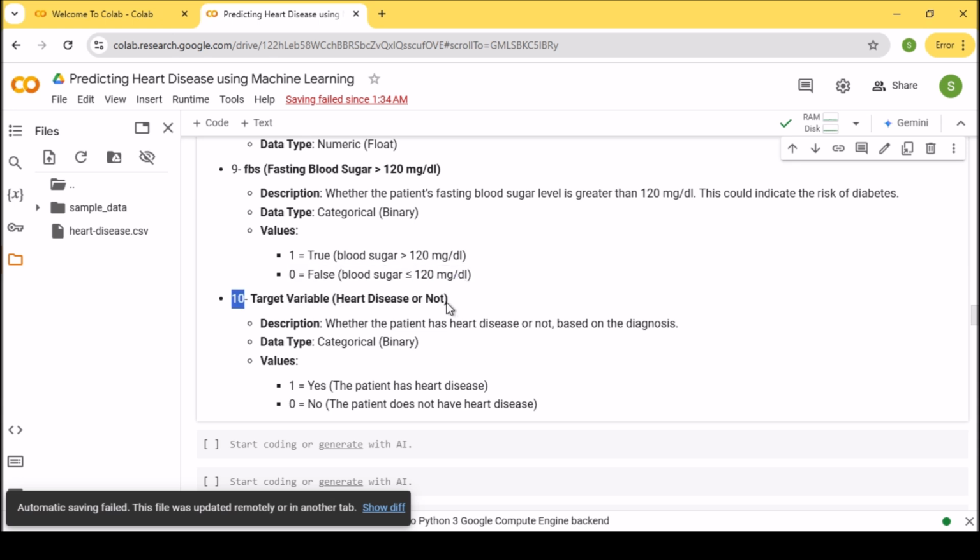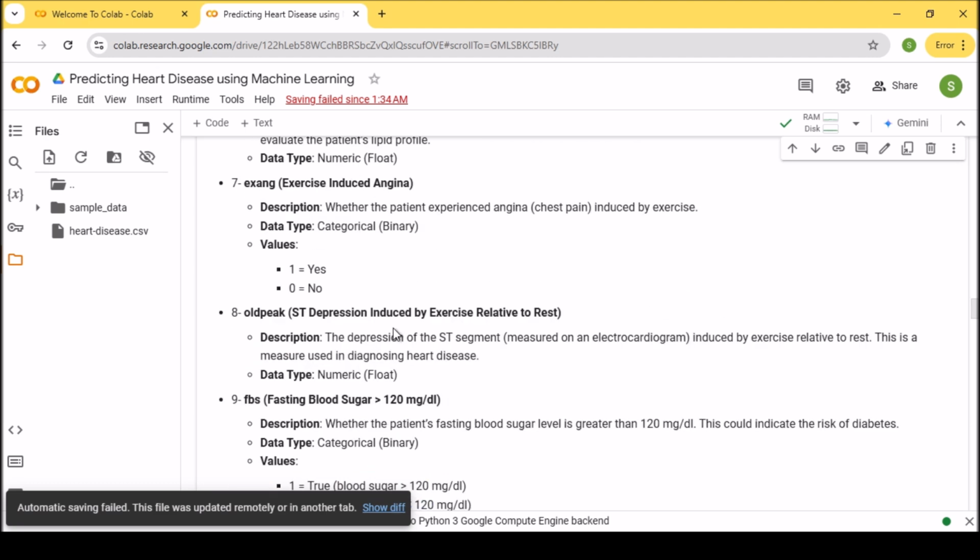This is our important variable, whether a patient has heart disease or not based on diagnosis. It's also a categorical value. Yes means 1, which means the patient has heart disease. No means that the patient does not have heart disease. So the target variable, you might hear me saying that it's the dependent variable. It's the same thing we are referring to.